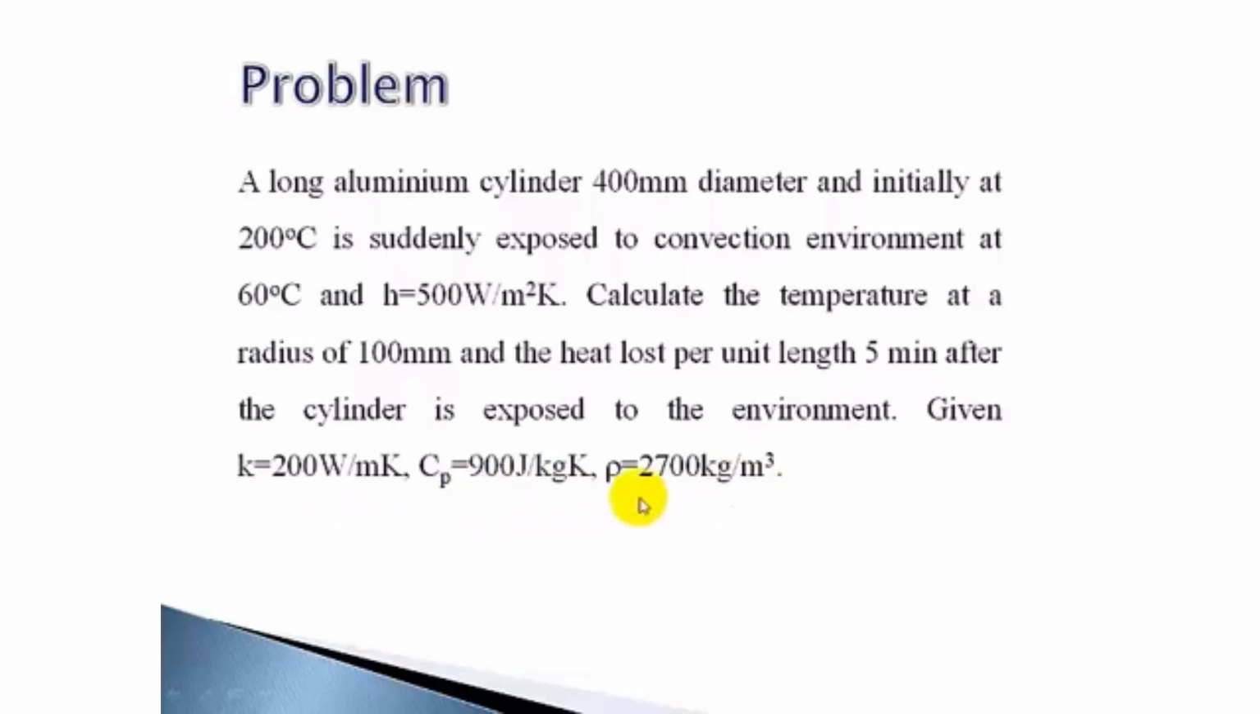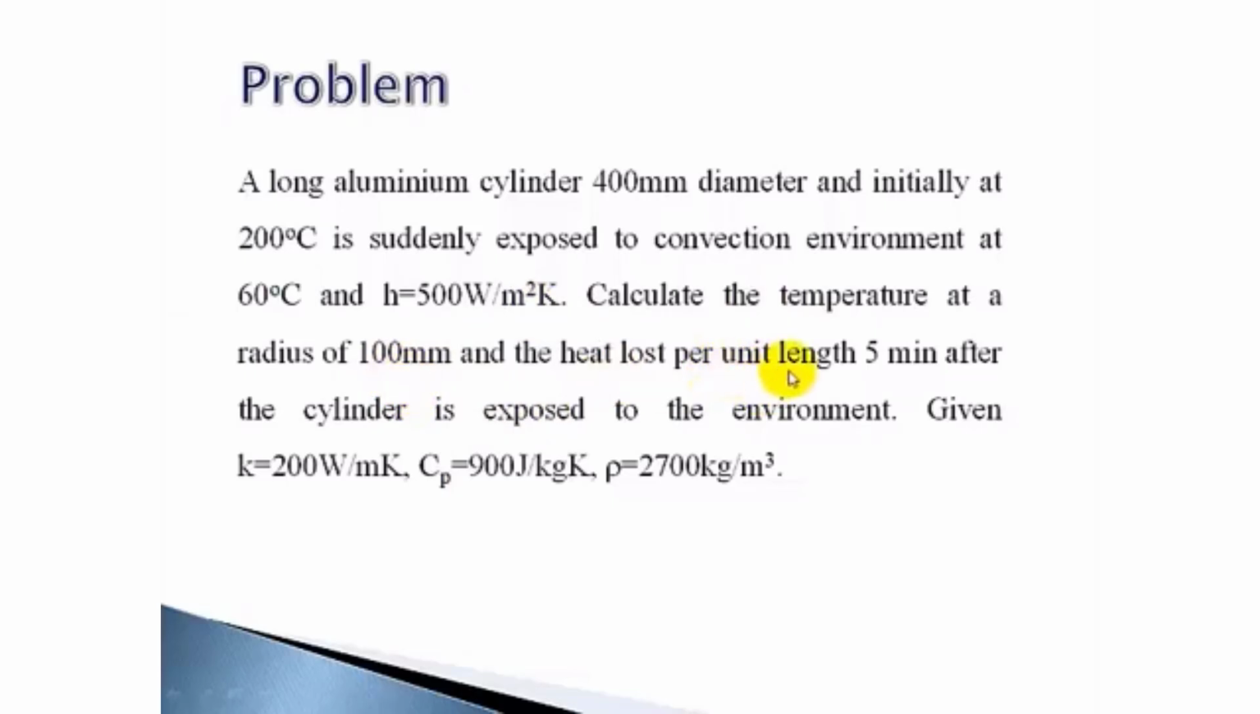So the properties are given, the heat transfer coefficient is given, the initial temperature is given, the ambient temperature is given, and the diameter is given. You need to find out the temperature at a radius of 100 mm. The diameter is 400 mm, so the outer radius is 200 mm, and you have to find the temperature at a radius of 100 mm. So it's not at the outside surface, it's an interior point.